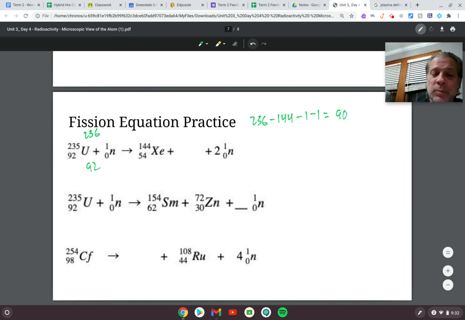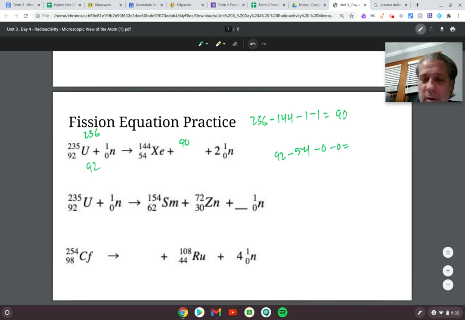90. So I'm going to put a 90 here. And then I'm going to take 92 minus 54 minus 0 minus 0, and I'm going to get 38. So I'm going to put 38 as the atomic number of the missing atom. And then I'm going to locate element number 38 on the periodic table, and I see that it's strontium. So there's my missing element.